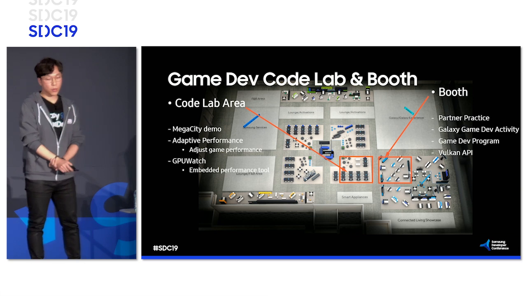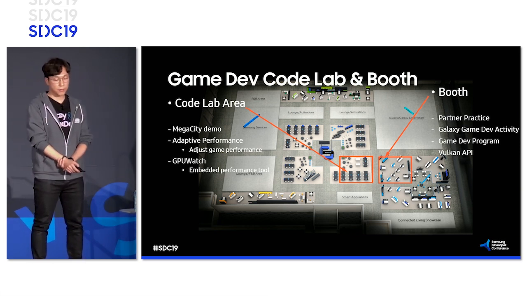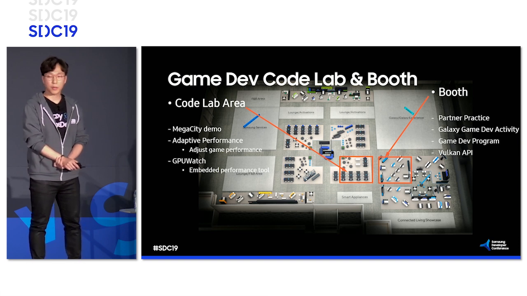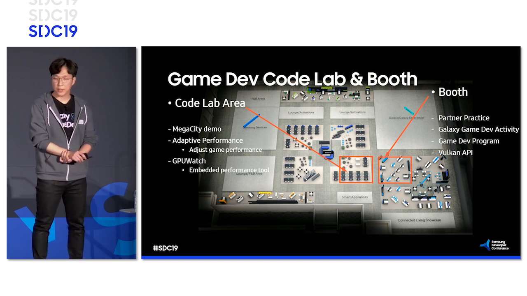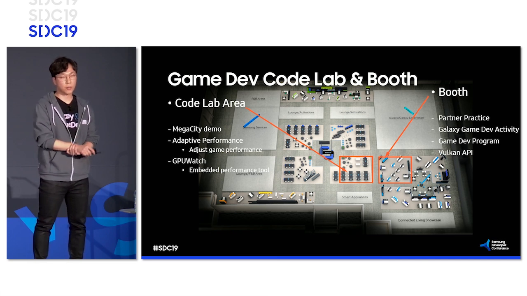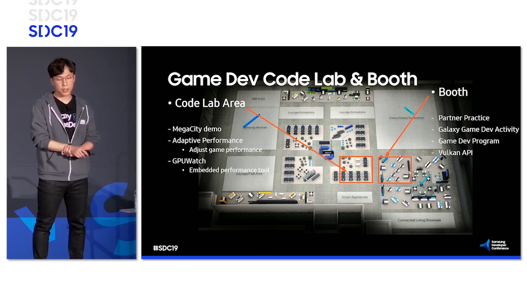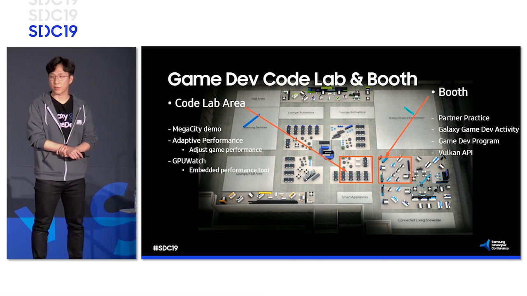And we are operating a CodeLab and a Boost table on Tech Square. On CodeLab, you can learn how to use adaptive performance with the Mega City demo, and modify and change game performance and quality scaling factor at the code level, and you can also see the performance result. And at our Boost table you can get more information on Galaxy Game Dev's activities, programs, and Vulkan in detail. Please join our CodeLab and Boost also.